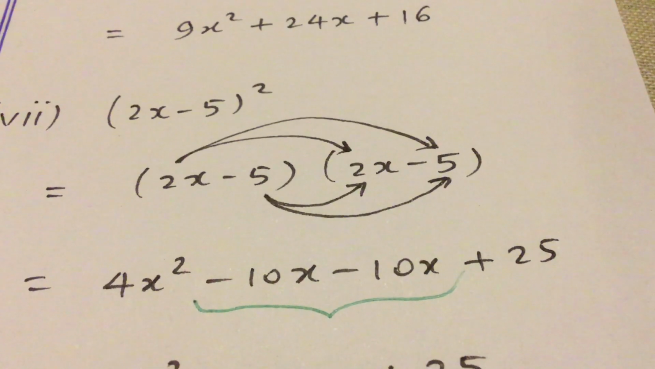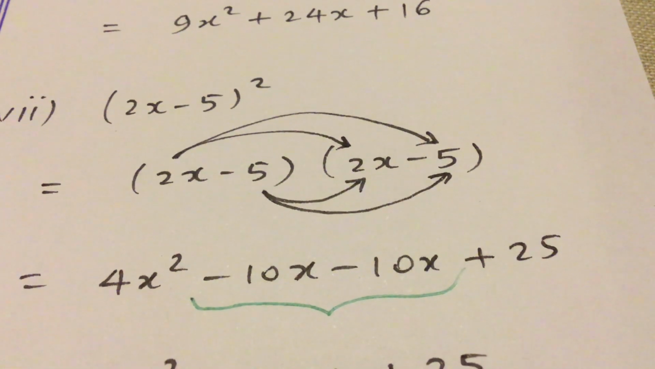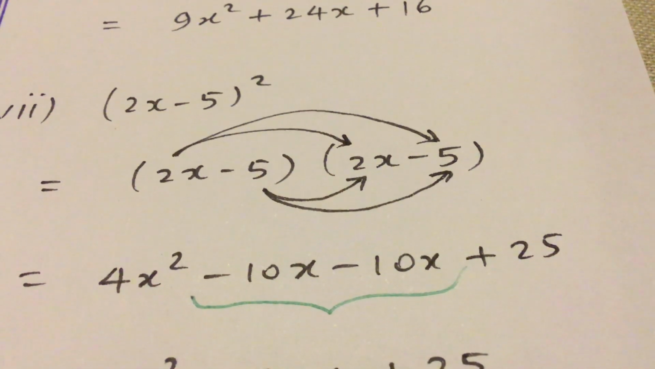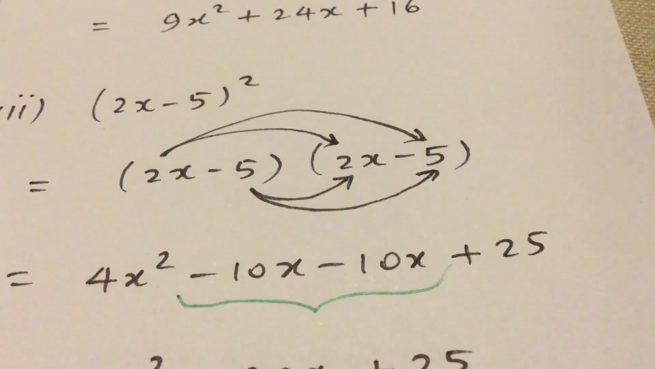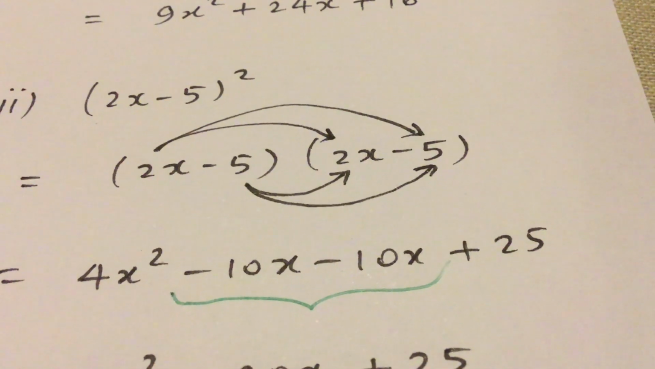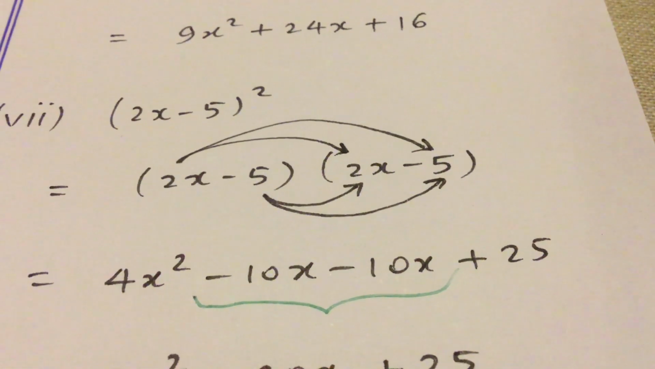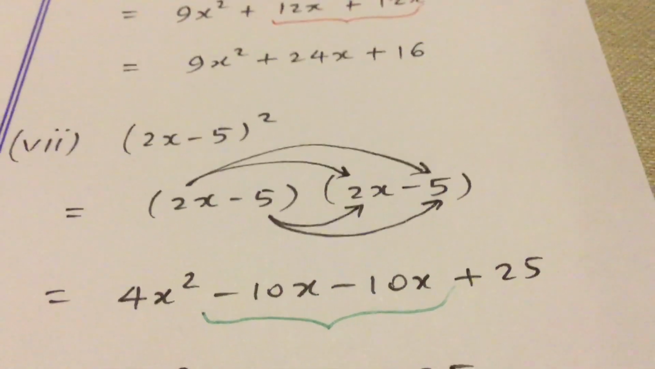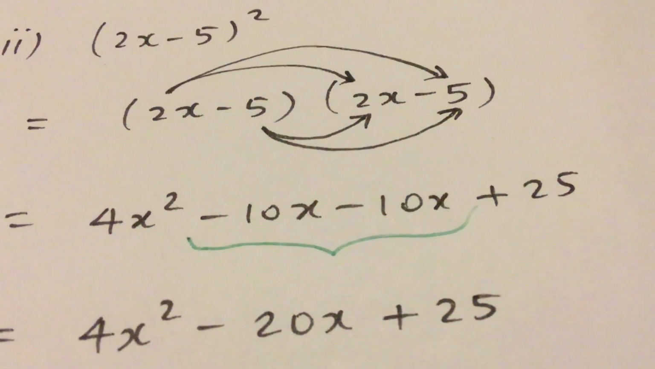So 2x times 2x, so 2 times 2 is 4, x times x is x squared, we get 4x squared for the first term. Then 2x times negative 5, so you get negative 10x. Next will be negative 5 times 2x is negative 10x. And last will be negative 5 times negative 5, so 2 negatives give us a positive, so we get positive 25.